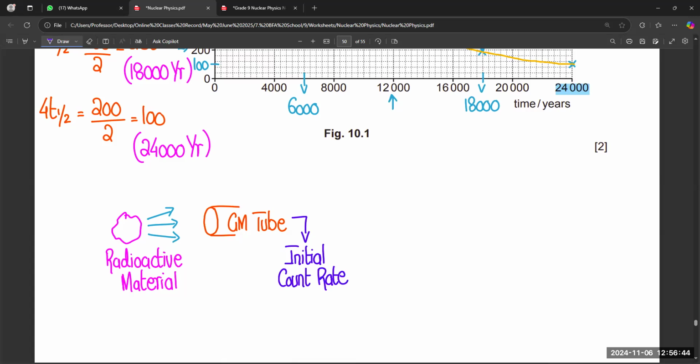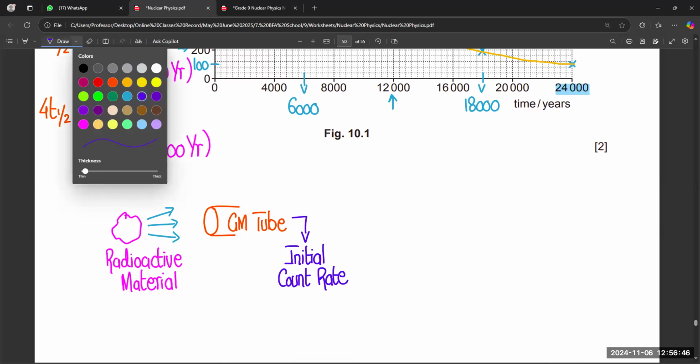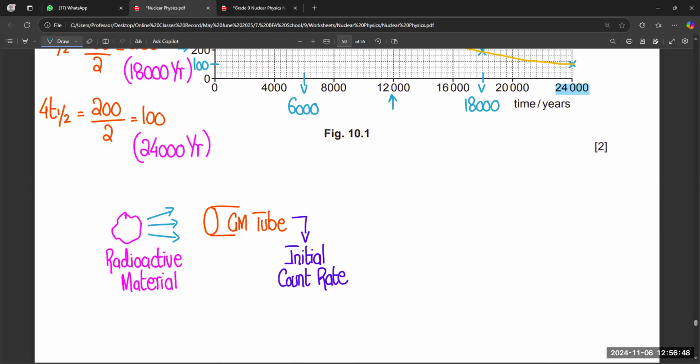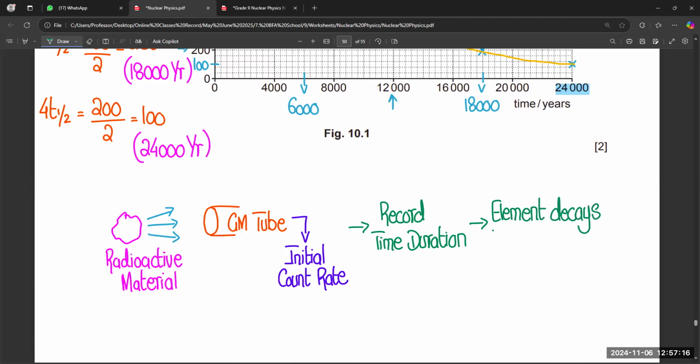Second, we need to find out the time, or we need to record the time duration that the element takes to decay to half of its original value.